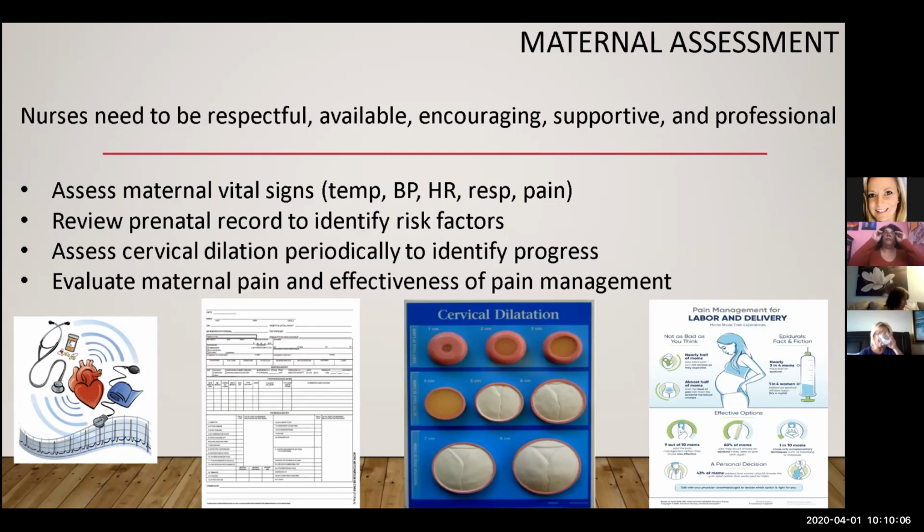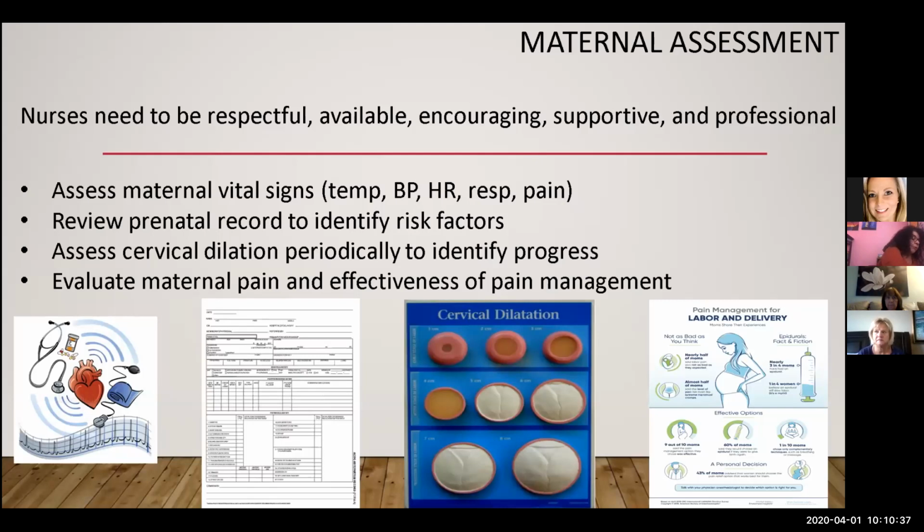Various techniques are used to assess that maternal status. They determine the woman's response and her progress in the labor. So we assess maternal vital signs, temperature, blood pressure, pulse, respirations, and her pain. We review the prenatal record to identify any risk factors. How has her pregnancy looked? Has she had any issues? We look at her lab results. We assess her cervical dilation. We do this periodically to identify the progress.